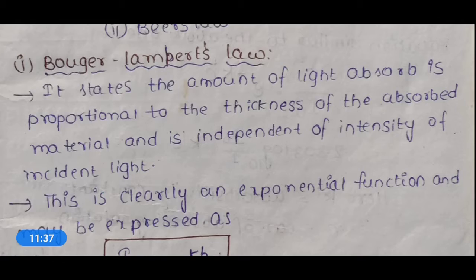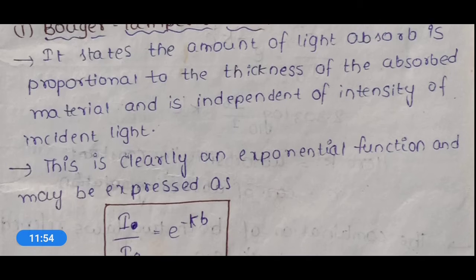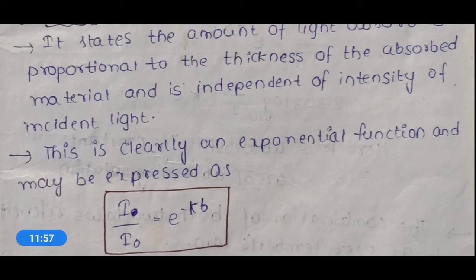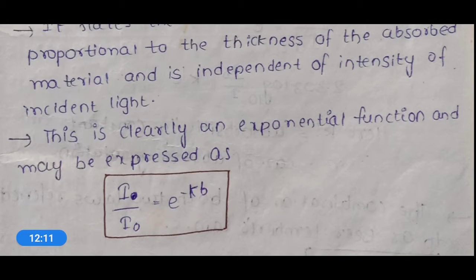So according to Borger-Lambert's law, the amount of light absorbed is proportional to the thickness of the absorbing material and independent of the intensity of incident light. This is clearly an exponential function and it can be expressed as I by I naught is equal to e to the power of minus kb.